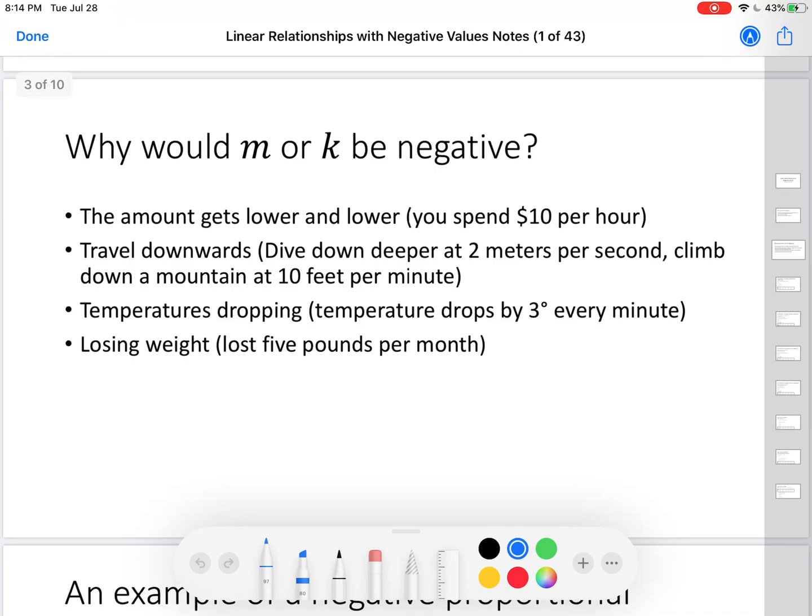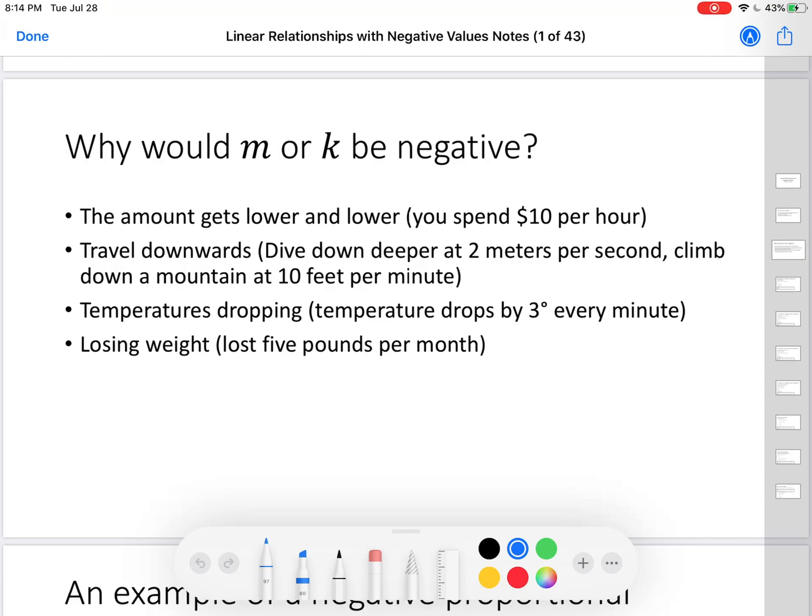So why would M or K be negative? Remember, M and K are rates of change. It's like 4 feet per second, 8 students per classroom, things like that. So what if the amount gets lower and lower? You spend $10 an hour, so you're getting less and less money in your pocket if you're spending money over time. You might be traveling downwards. You might be diving down deeper into the water, 2 meters per second, for example. You might be climbing down a mountain at 10 feet per minute. That would be -2 or -10.